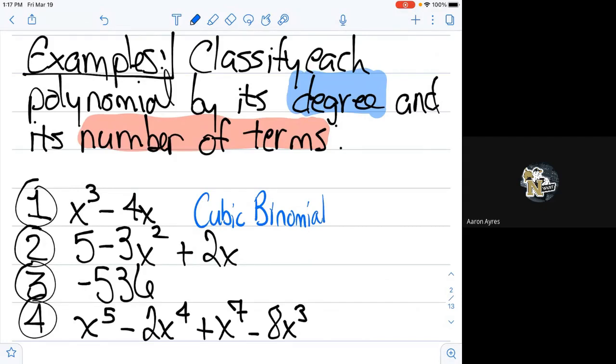Okay. So let's do it again. Number 2. Okay. How many terms? Show me a term count. Okay, on your fingers. Now we're catching on. Good job. What's your term count here? I see a lot of 3s. Okay. So what kind of polynomial is that? Monomial, binomial, trinomial, polynomial, trinomial.